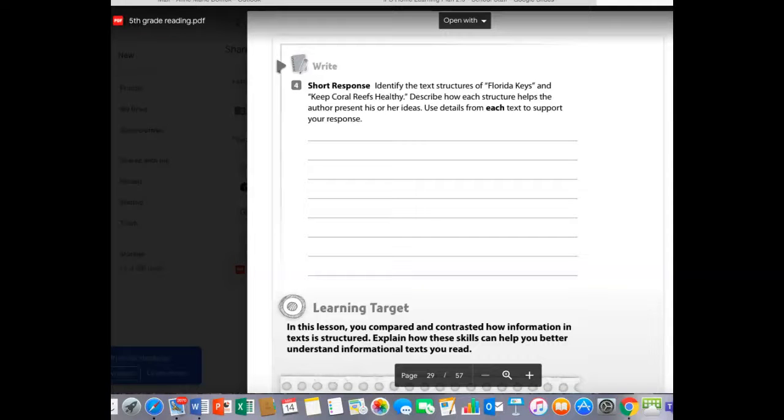We are finishing up our stories about the Florida Keys and the coral reefs. So now we have to write a short response, and we've already talked about text structures, the compare and contrast, and cause and effect. It says identify the text structures of Florida Keys and Keep Coral Reefs Healthy. Describe how each structure helps the author present his or her ideas. Use details from each text to support your response.